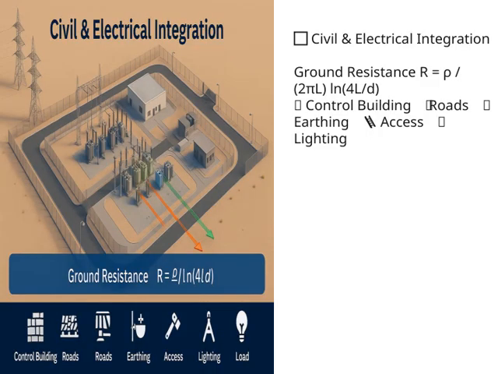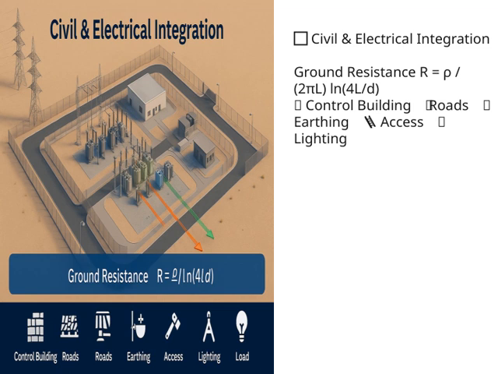Let's take a closer look at civil and electrical integration in our project. Here, the focus is on ground resistance, which is crucial for safety and system performance. The formula R equals ρ divided by 2πL times the natural logarithm of 4L over D helps us understand how ground resistance depends on soil resistivity, the length of the grounding conductor, and its diameter. This means that by optimizing these factors, we can reduce resistance and improve grounding effectiveness.